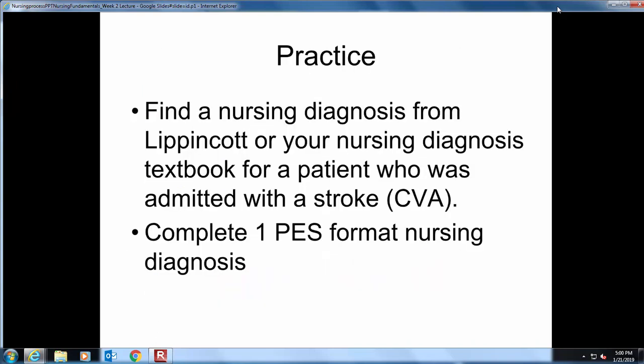So pause here for a minute and practice. Write one nursing diagnosis for a patient admitted with stroke and be prepared to share your diagnosis in class.